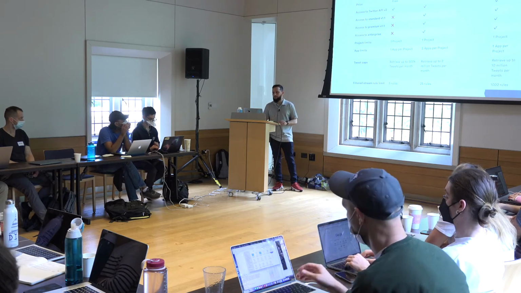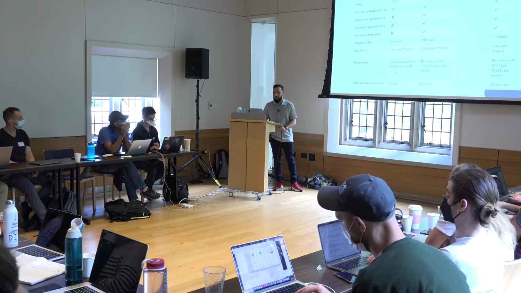And you can get up to 500,000 tweets per month. Obviously, the biggest caveat is that you don't get access to the full archive search. The full archive search in V2 is, as of now, only reserved for academic researchers. So at this level, you can still get tweets, but it'll be from the last 7 days only, right?